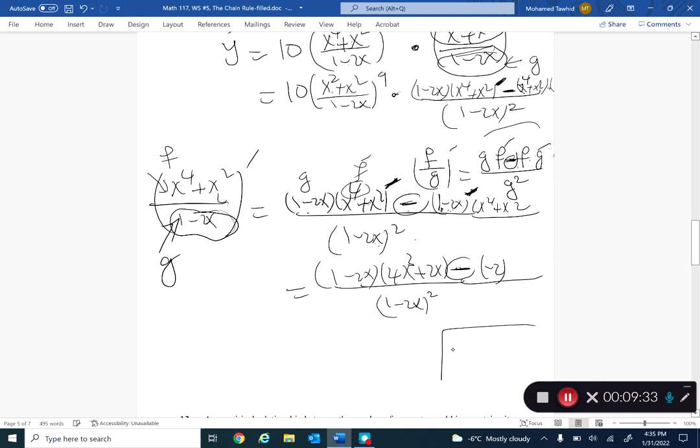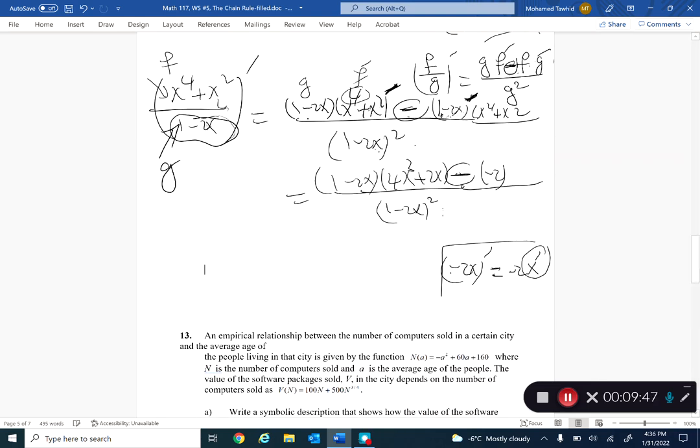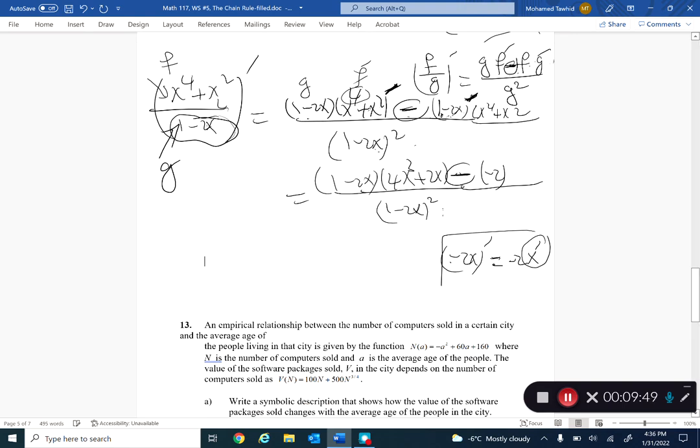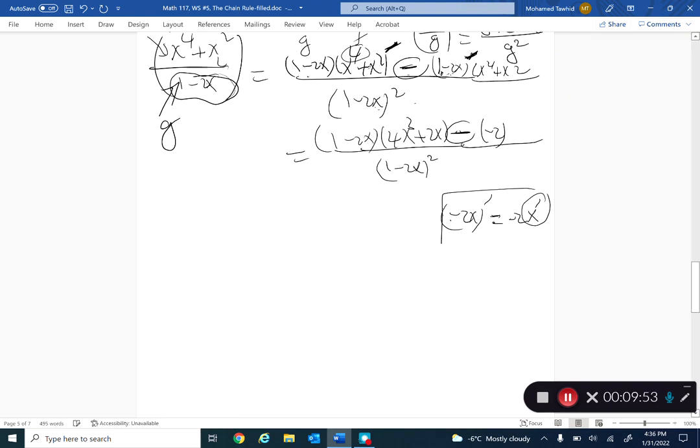If I have here, what is the derivative of negative 2x? You take negative 2 out, and then you have x prime. What is x prime? X prime is 1, right? Just recall this one here. If you know the stuff here, it will be easier and you help me here. If you don't know, then you'll see it's difficult.